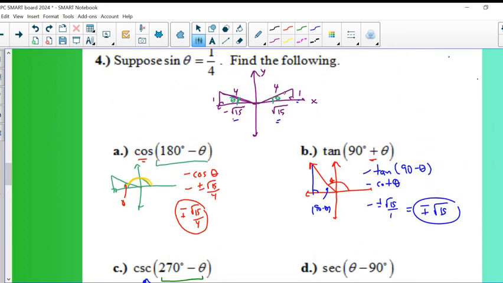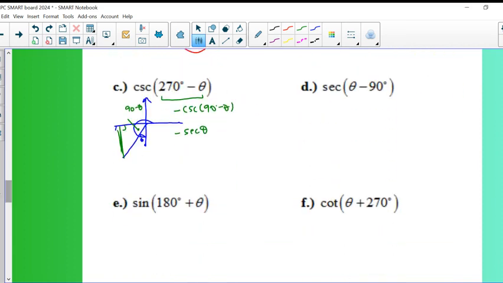Secant of theta in quadrant 1 would have been 4 over root 15. Secant in quadrant 2 is 4 over negative root 15. So we have the opposite of plus or minus 4 over root 15, which is minus plus. And if you leave it as 4 over root 15, I'm not going to mark it wrong, but if you remember to simplify, minus plus 4 root 15 over 15.